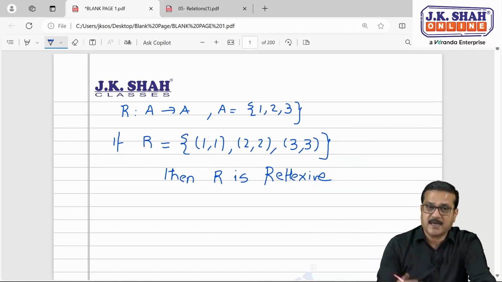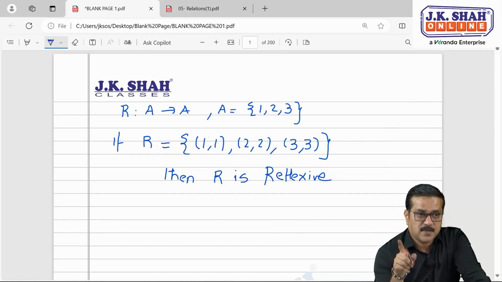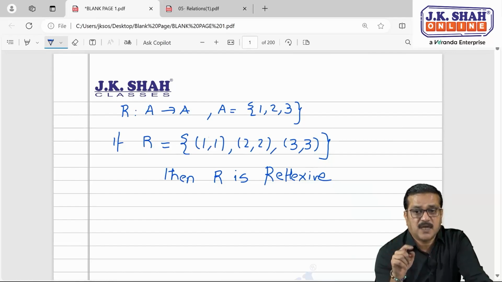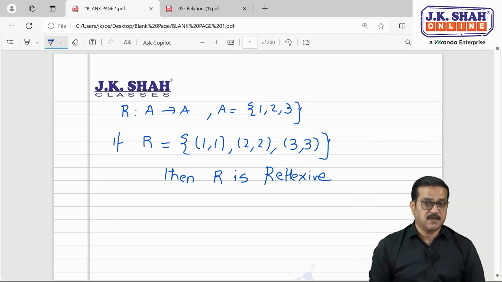Similarly, let us say the set A is {a, b, c}, and R is defined on A. So R is a relation from A to A, and both x and y come from A. If the set A contains a, b, c, then R should have (a,a), (b,b), (c,c), all three. Only then will we call R reflexive.